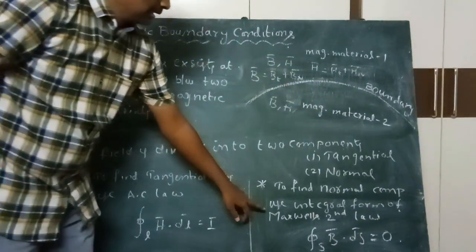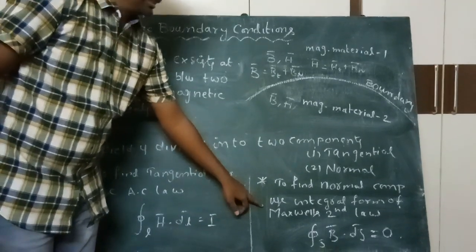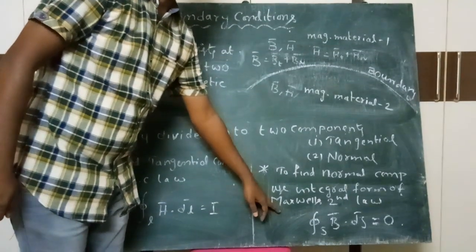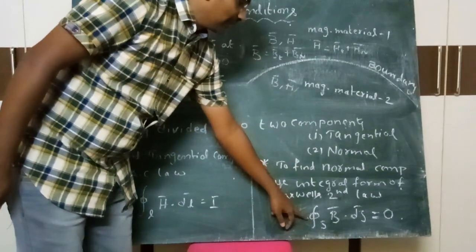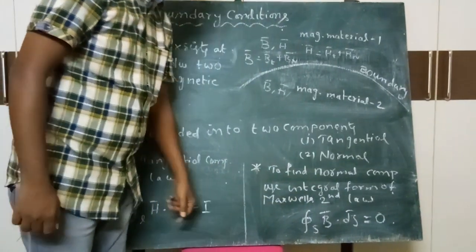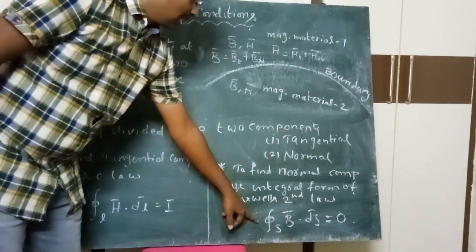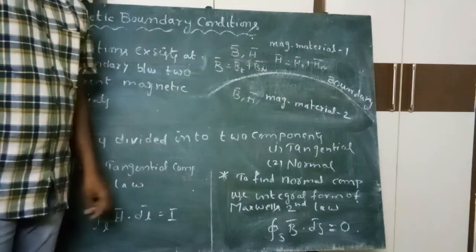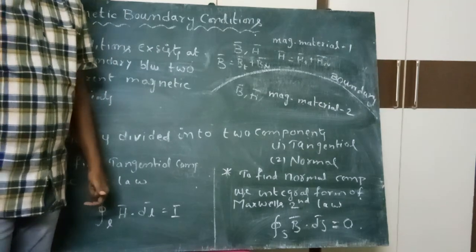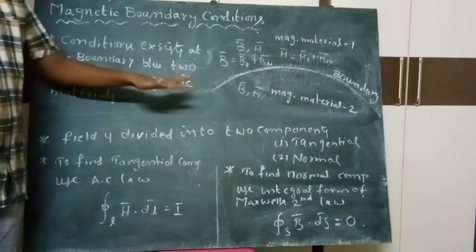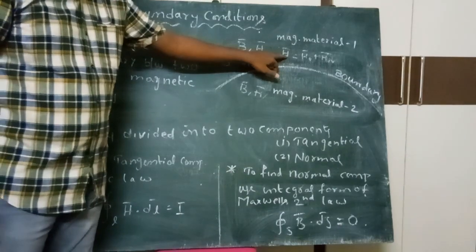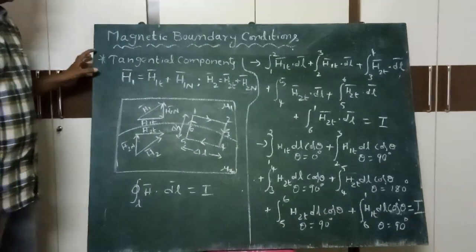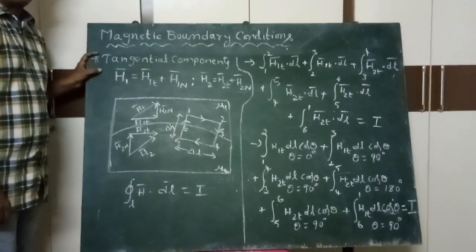we can use the integral form of Maxwell's second law. That is, the total number of magnetic flux lines passing through a closed surface is equal to 0. That is, the closed surface integral of B bar dot ds bar is equal to 0. So by using this formula, we can determine the normal component of magnetic flux density. Then we can determine the normal component of magnetic field intensity. Once you get the tangential and normal components, we can determine the total magnetic field intensity and, at the same time, the magnetic flux density. I will tell you how to determine the tangential component of magnetic field intensity.